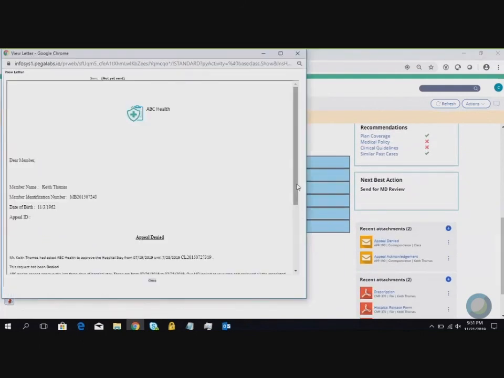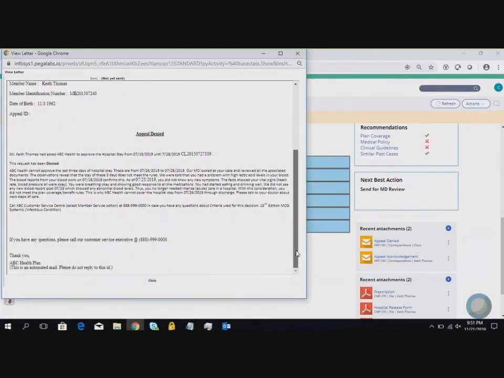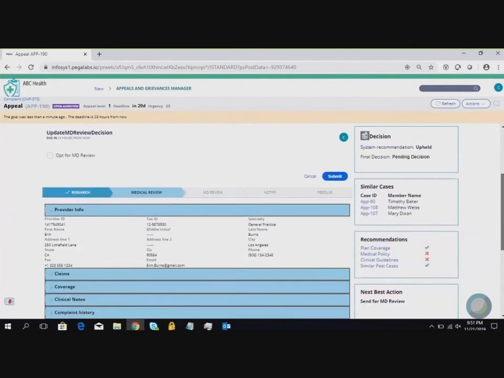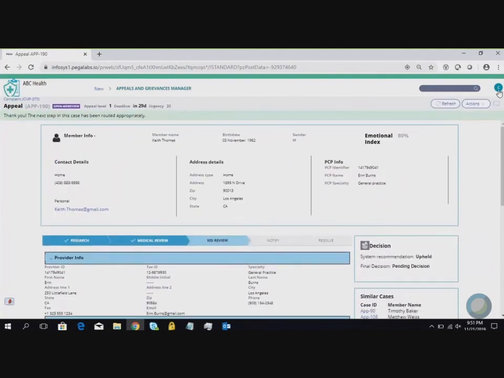And what you also notice is what we spoke about, constant communication and transparency into the whole process for the member or provider. So here is an example of how the system is able to instantly communicate to or notify the member, Keith. That is the first step. At first step, it is denied. Clara opts for an MD review.